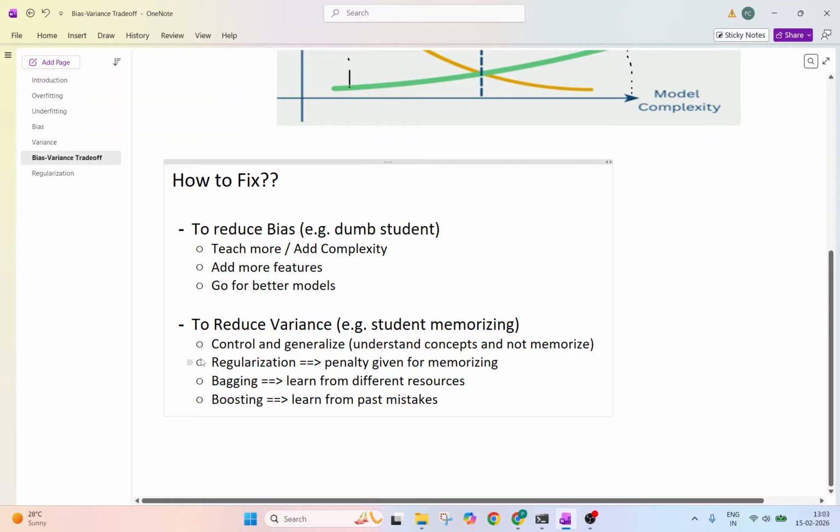In the next lecture, we'll be learning about regularization. And we'll do a code follow-up, a practical implementation of regularization as well, to understand how we fix our variance.